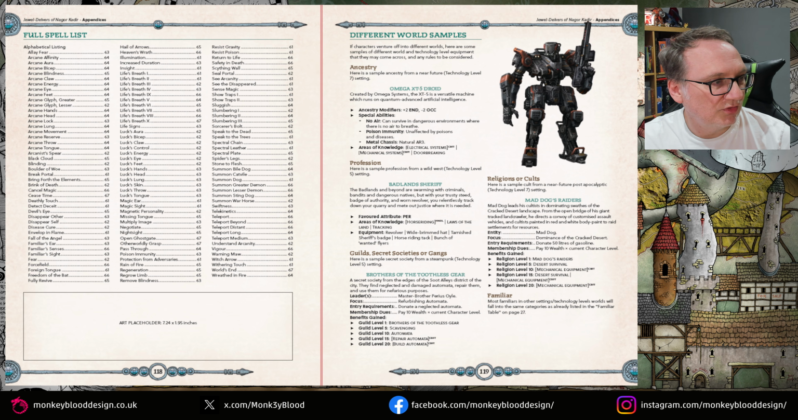So we've got a Badlands Sheriff profession, we've got an Amiga XT5 droid ancestry, religions or cults, we've got Mad Dogs Raiders, some post-apocalyptic gang, a steampunk guild that refurbish automata.